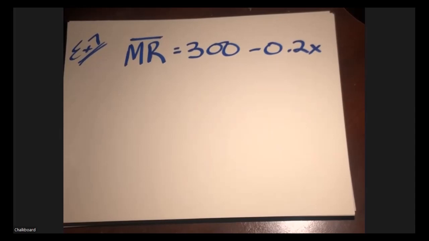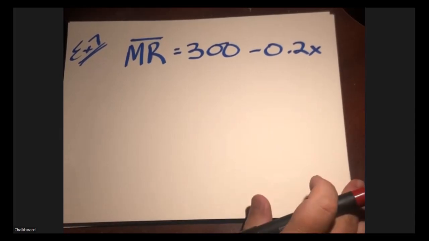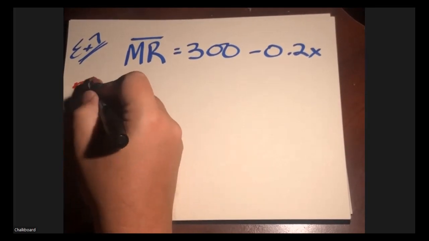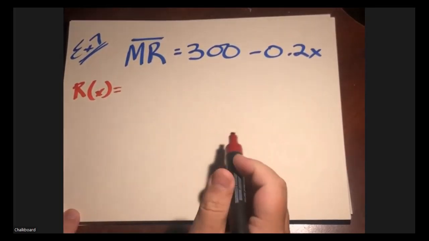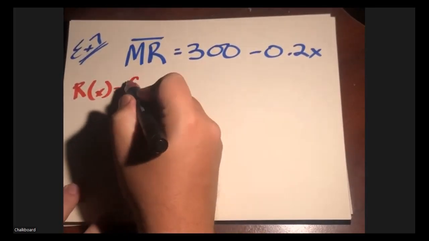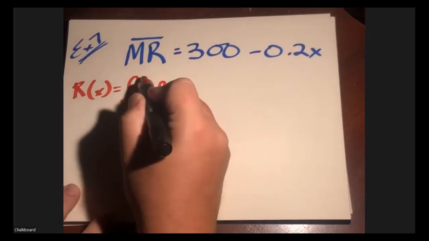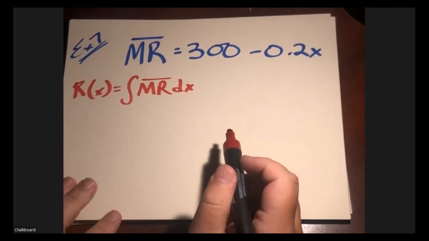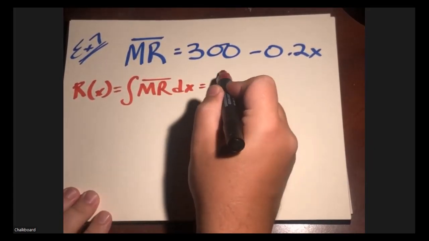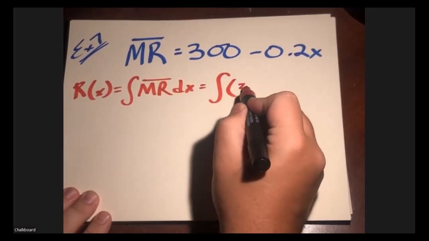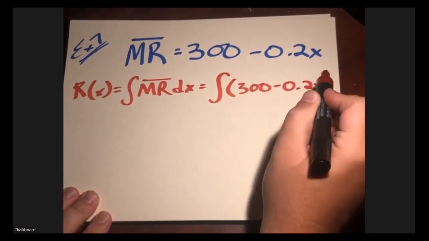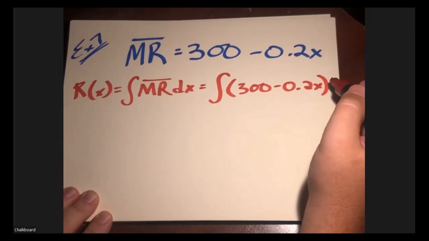So if you'd like to find the original revenue function, R of x, the way you're going to find R of x is by integrating the marginal function, which means the integral of whatever that is, dx. So that means you're trying to figure out this now. Now notice I'm using parentheses because this is a binomial. If you don't put parentheses, it doesn't look right.